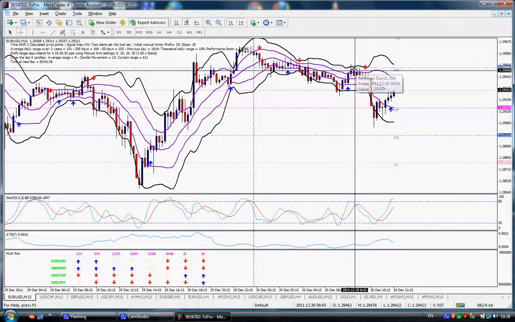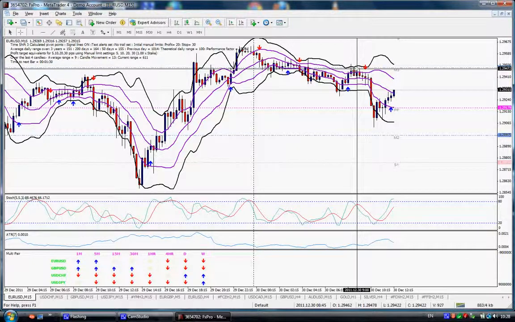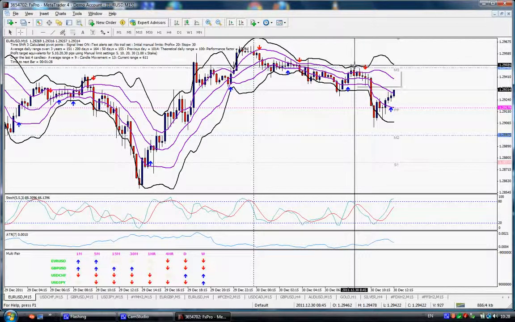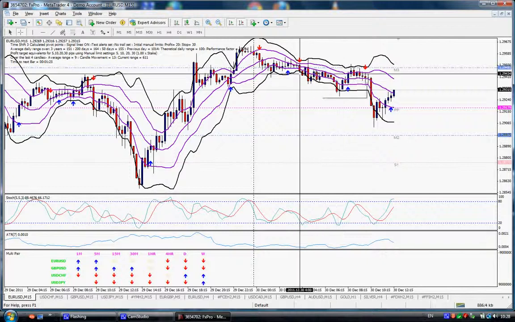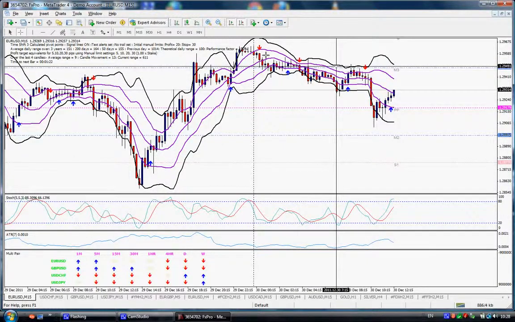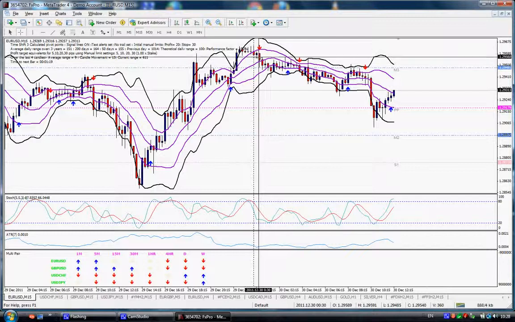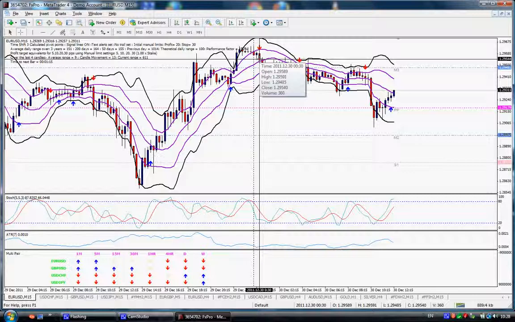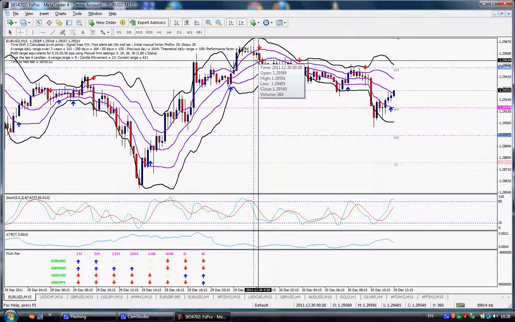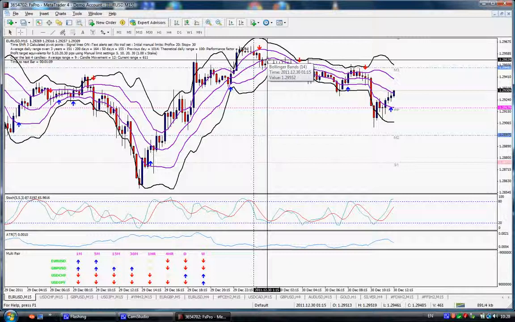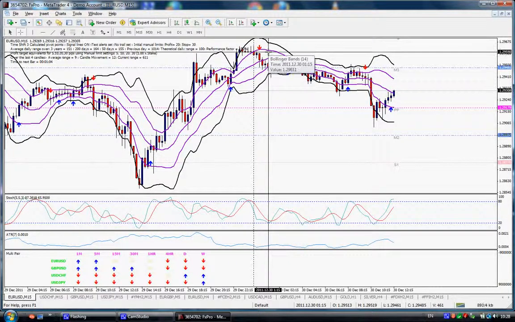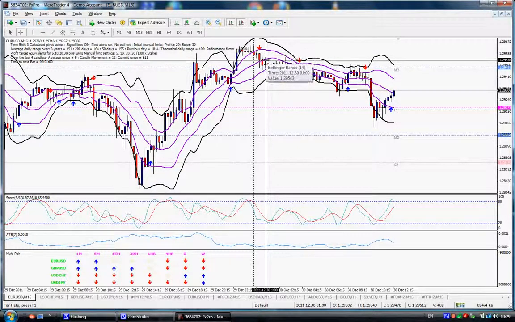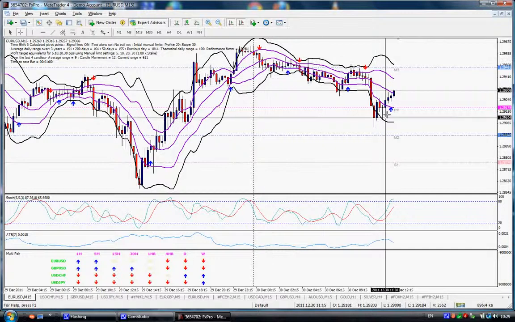If we look at this downwards arrow here, which happened late into the US session, had we entered here at 29.53 with a stop here, we'd still be in that trade now. The max price, we're down to 29.05, so a 48 pip move overnight. So these things work quite well.